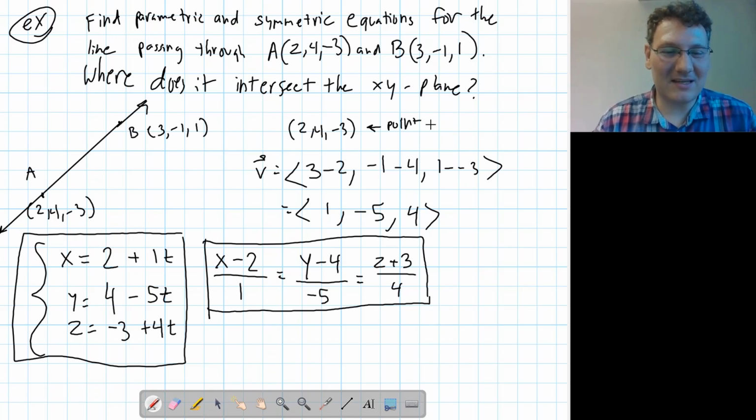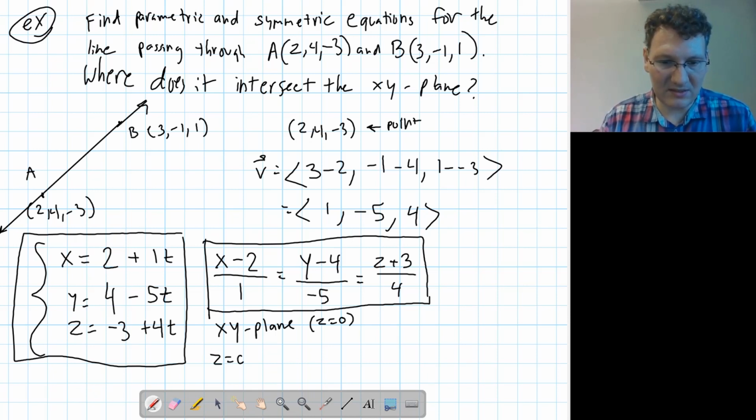But then let's take a look at this second question, which is asking, where does this line intersect the xy plane? The xy plane is the same as z equals 0. So what we need to look at is, when does z equal 0? And z equals 0 precisely when negative 3 plus 4t equals 0. And if you solve that for t, you're going to get t equals 3/4.